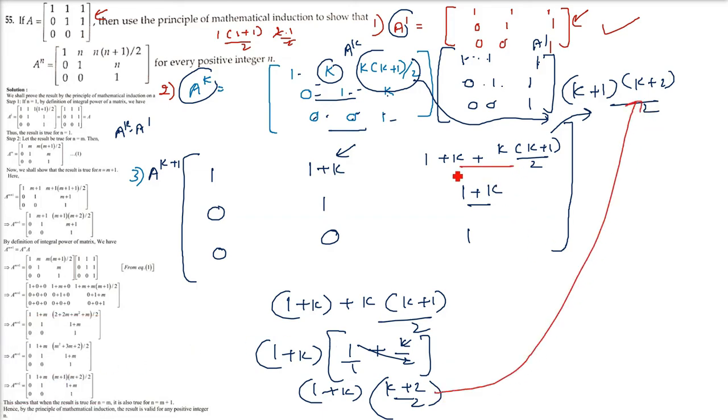So we have already proved that it is true for A raised k plus 1 if we assume that it is true for A raised k. This is the final answer, that this is true for every positive integer and for any k assumed to be k plus 1.